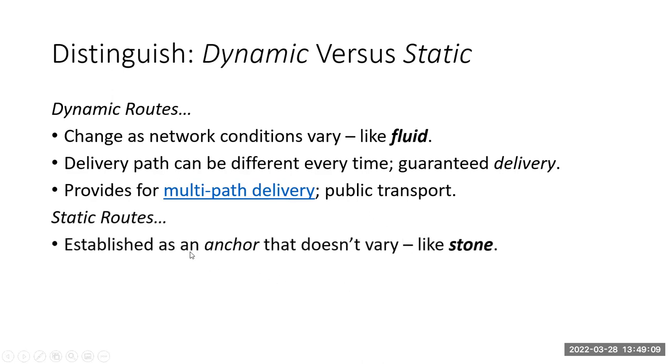Static routes. They're established as an anchor that does not vary. It's like stone. It's constant. It doesn't change at all. Your stuff either meets the criteria of that network route or it doesn't. It's very black and white. Okay, I have a route out to this network. Is this packet headed for this network? Nope. Then that route doesn't apply. And in a sense, it's like an anchor. We don't keep passing packets all over the place to try to get them there.